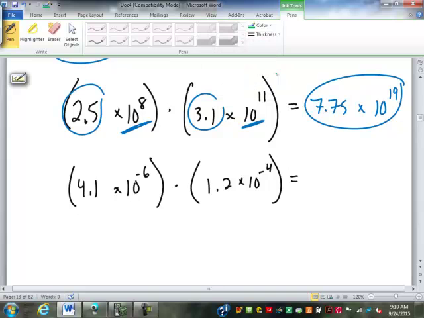We don't need the same name, so we don't have to change our power of 10. 4.1 times 1.2 is 4.92 times 10 to the negative 6 times 10 to the negative 4. Negative 6 plus negative 4 is negative 10.